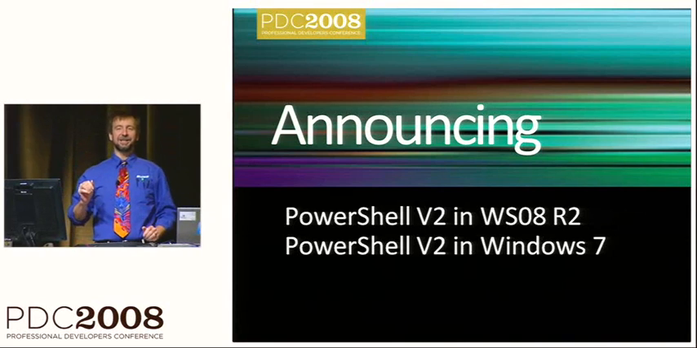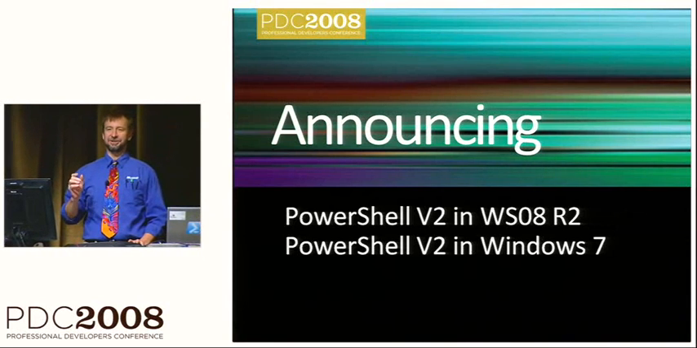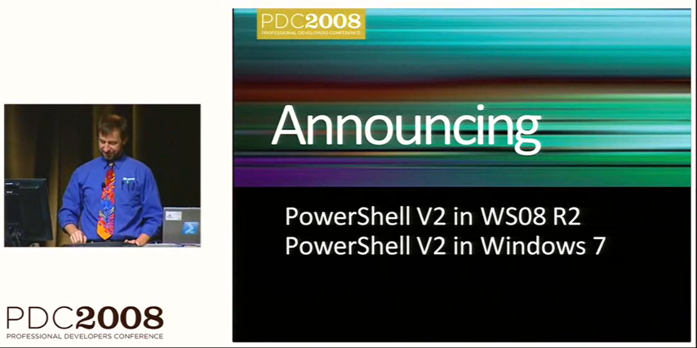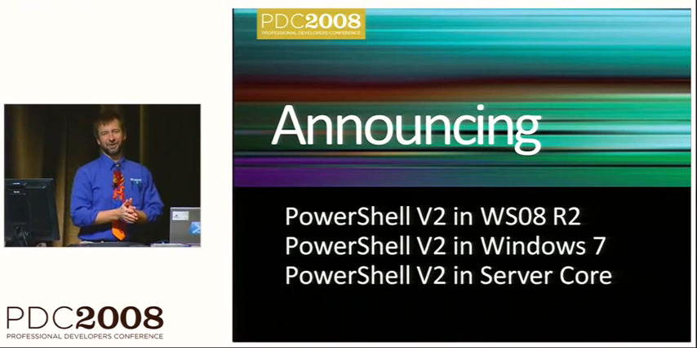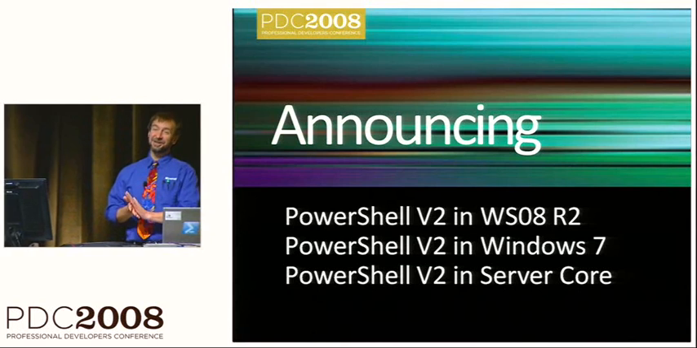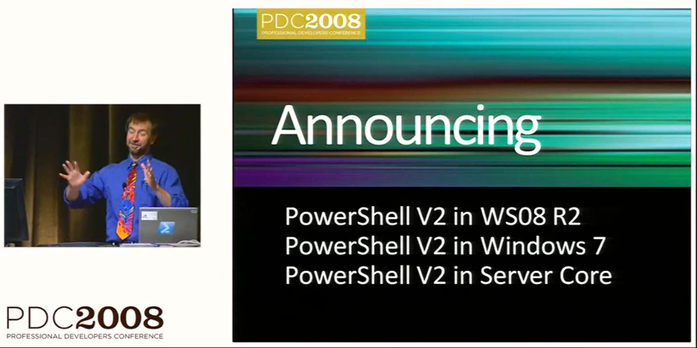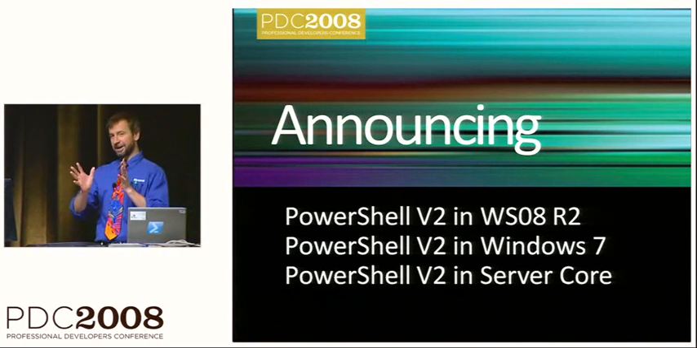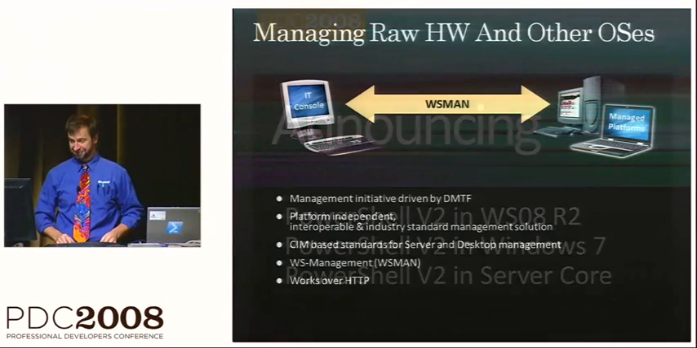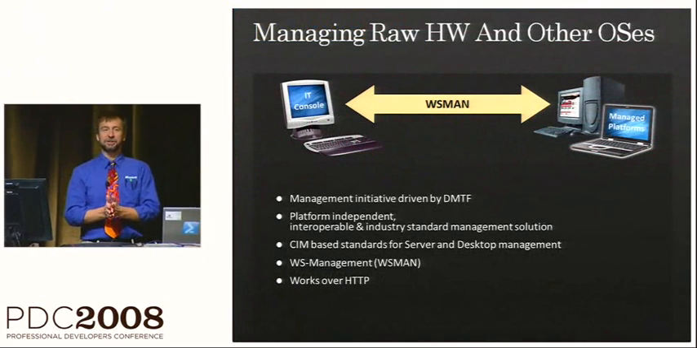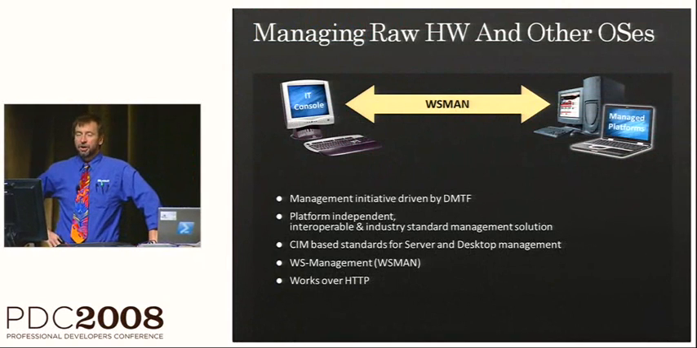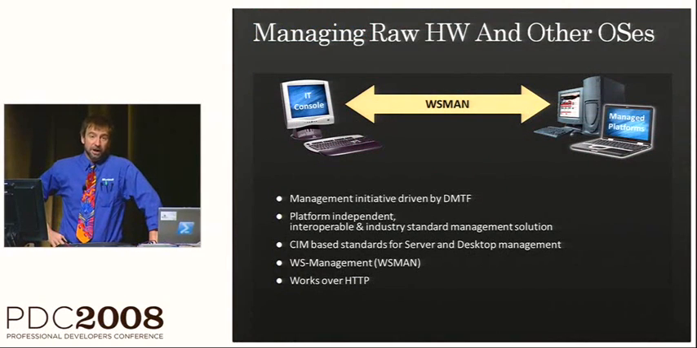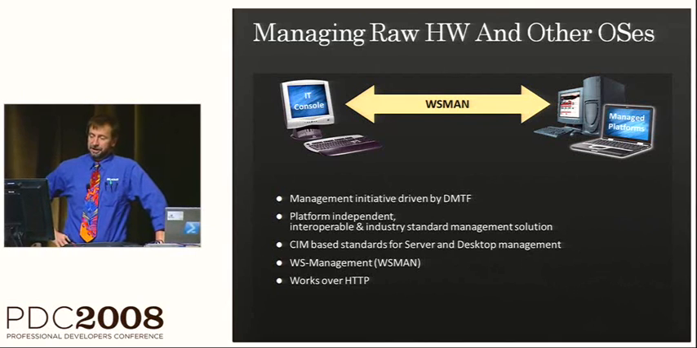But wait. It gets better, because you're probably asking yourself, but what about Server Core? PowerShell version 2 is going to be in Server Core. So lots of hard work to get this done by various teams, but you guys needed it, so we did it. Yay. Now, let's talk about managing all the stuff in your environment, right? You have to be able to manage raw hardware and other operating systems. You or your customers do, right? Depends on who's running things.